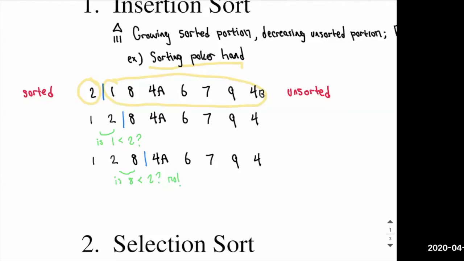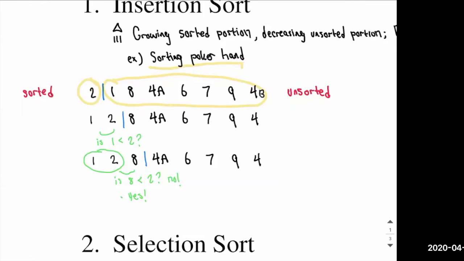So we leave 8 in its place and we ask ourselves, are we done? Well, yes, we are done. The reason for that is that we know that the first two elements are already in sorted order. So adding that third element and saying that the third element is not less than the last element of this sorted portion means that we are done because this sorted portion is already sorted.